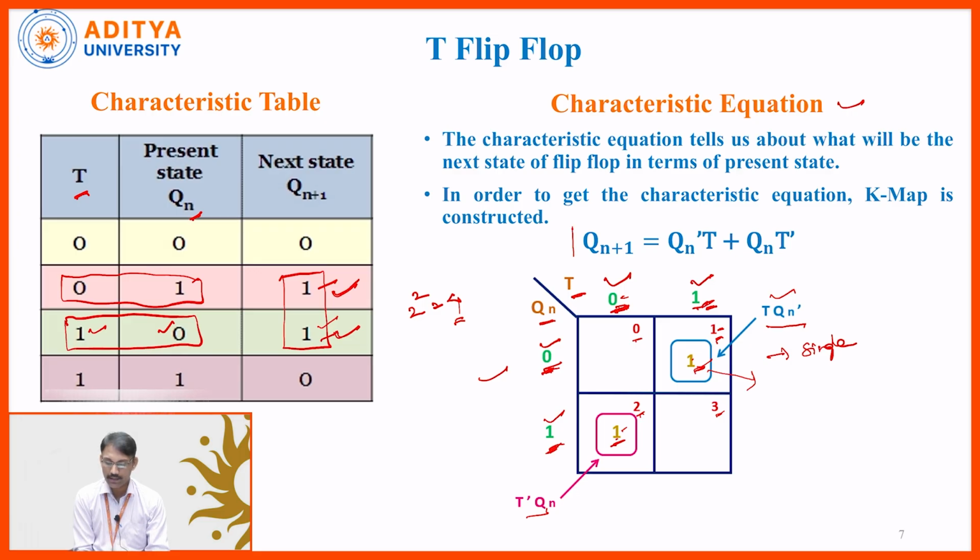So Qn plus 1 is the characteristic equation of this particular T flip-flop, the toggle flip-flop. Qn plus 1 is equal to Qn bar T plus Qn T bar. This is the characteristic equation.